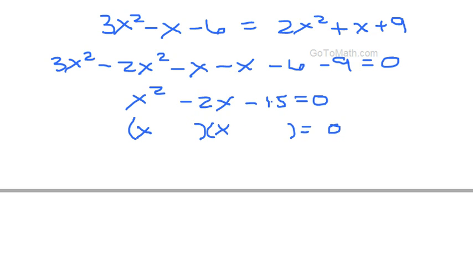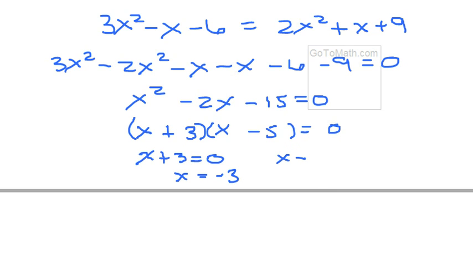Let's see, 15. What's that going to be? 3 and 5? But how am I going to get 2 out of that? Oh, yeah, so plus 3 minus 5. 3 times negative 5 is negative 15, and you add them, you get negative 2. That's right. So for this linear factor, we got x is equal to negative 3, so that's a possible solution. And then x minus 5, set that equal to 0, and we get x is equal to 5. So our two possible solutions are negative 3 and 5.